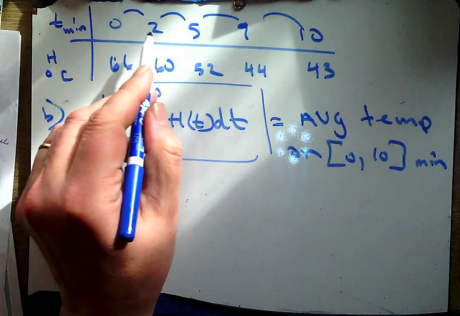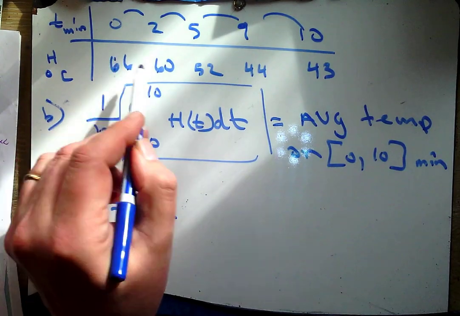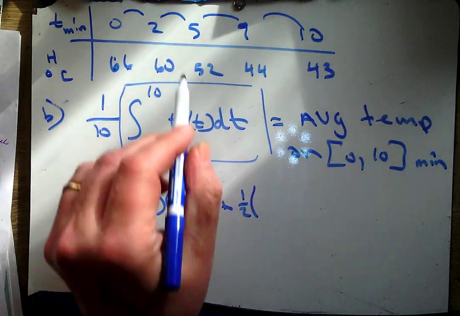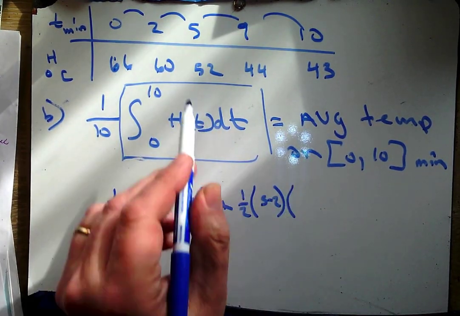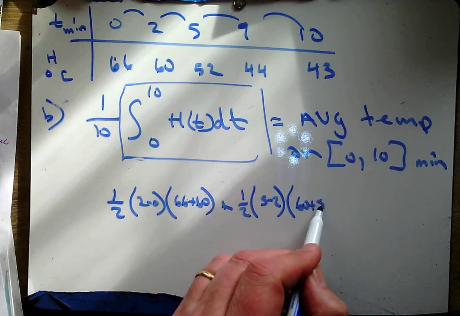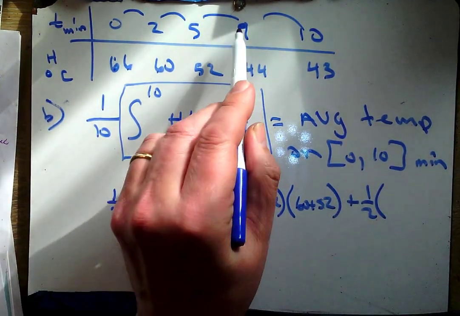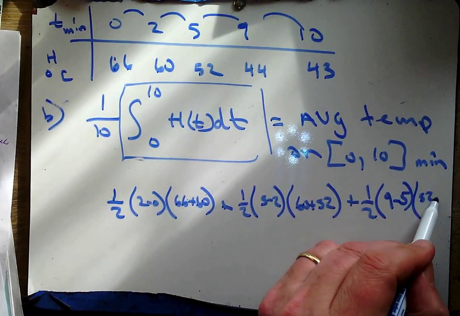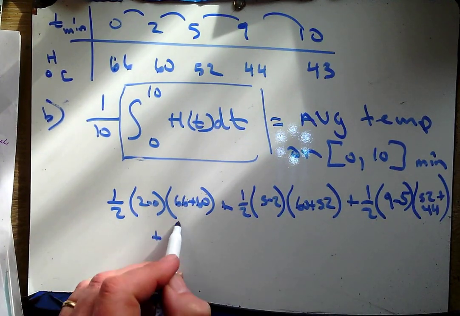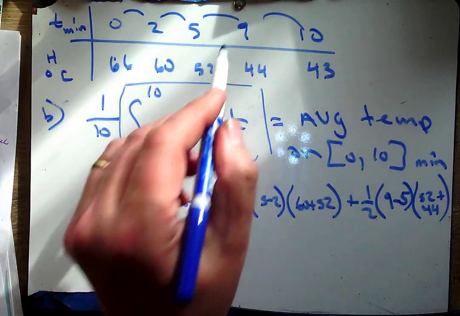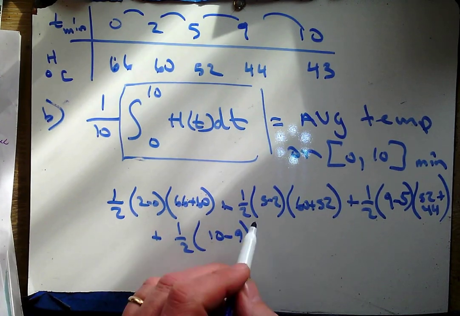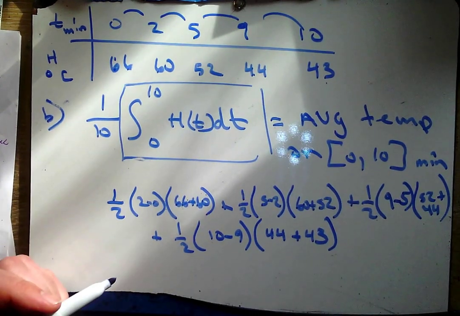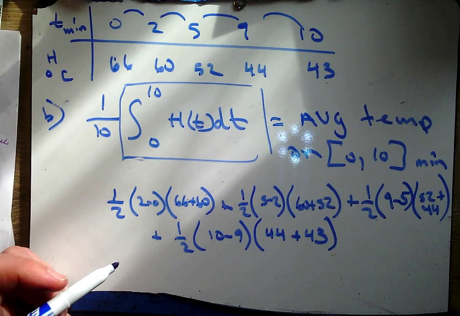I'm going to have 1/2, 2 minus 0, times base 1 plus base 2, plus 1/2, 5 minus 2, base 1 plus base 2, plus 1/2, 9 minus 5, base 1 plus base 2, 52 plus 44, plus 1/2, 10 minus 9, times base 1 plus base 2.